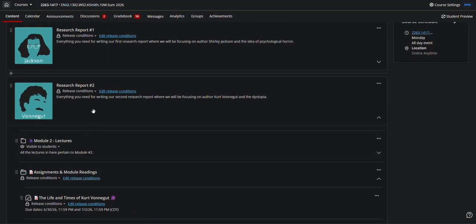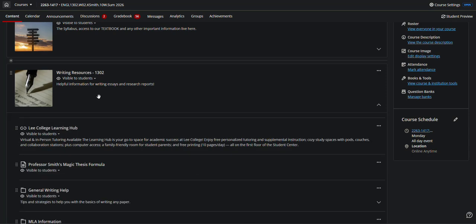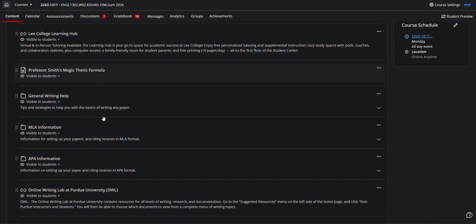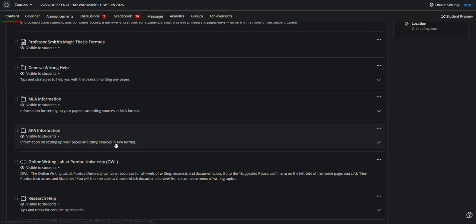So let's take a look at the differences between APA and MLA. So we're going to go over here to writing resources, and notice just like I have the MLA folder here, I have the APA folder here.